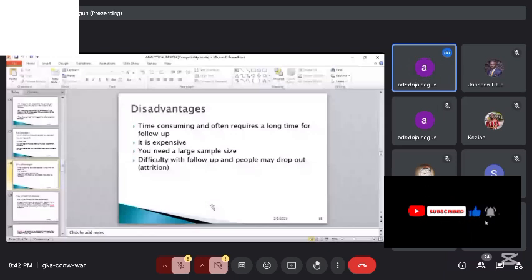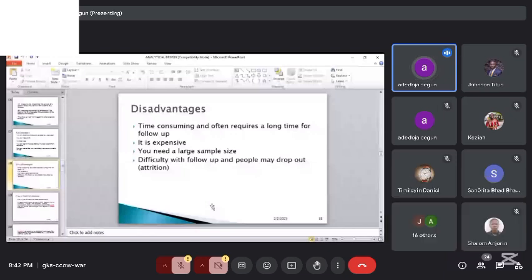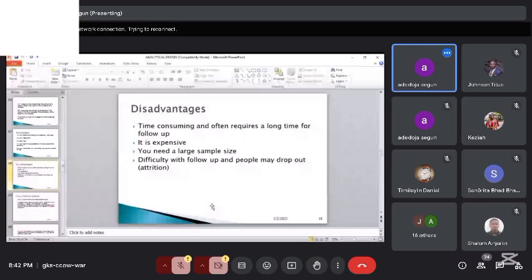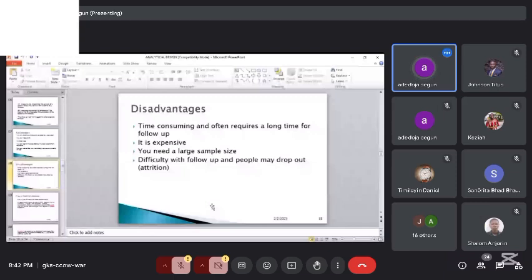That's attrition. So it is time consuming, it's expensive. You need a large sample size. You can't just start with a very small sample size, because before you finish, some participants may withdraw, and we cannot say they should not withdraw because they have liberty to do that. You can't force them to do it. And that's all for cohort study.